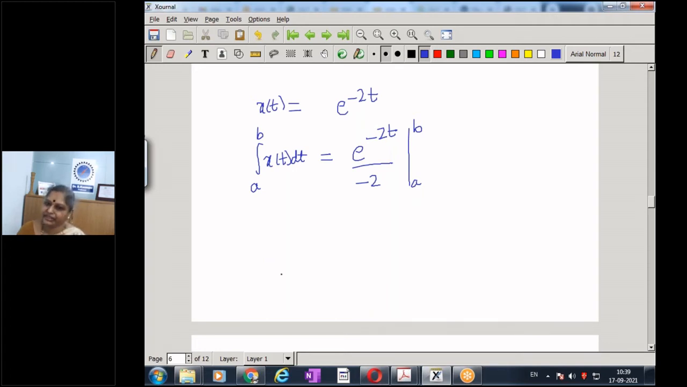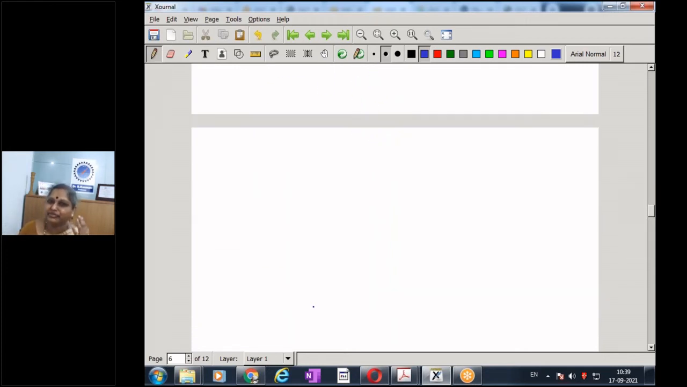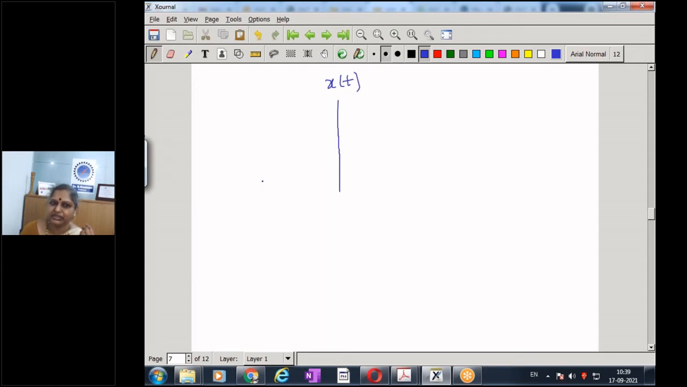So we know how to do integration of a function of x. We know how to do the integration of a function of time. Now let us do graphical integration, like walking from minus infinity, because sometimes the graphical method of integration becomes easier. So let us take a signal x of t and try to get the integral of the signal.